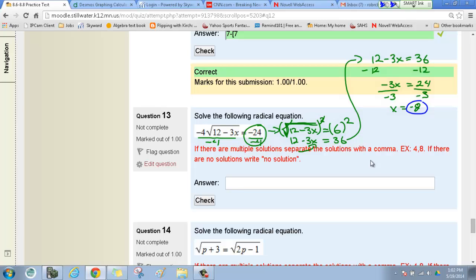Now I already know that it's going to check out, because once I divided by the -4, notice how it was equal to a positive once I isolated this. But just in case you don't remember that, we're going to put this -8 in there and check it.